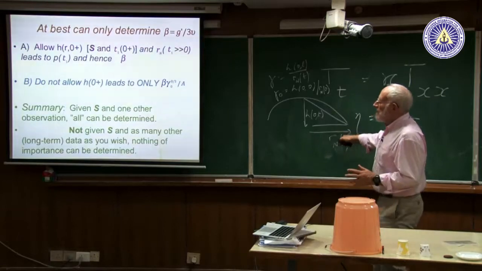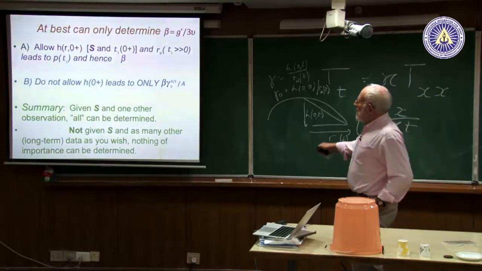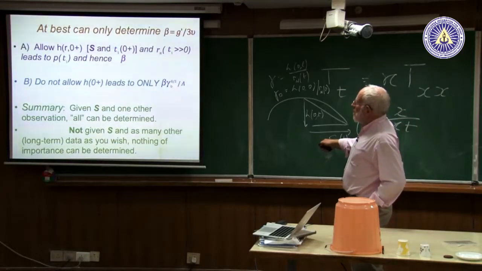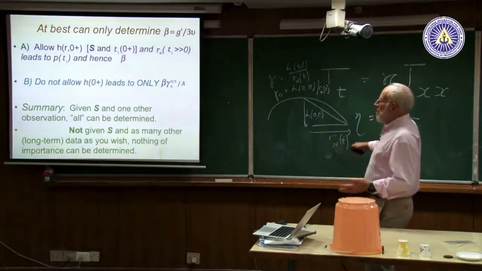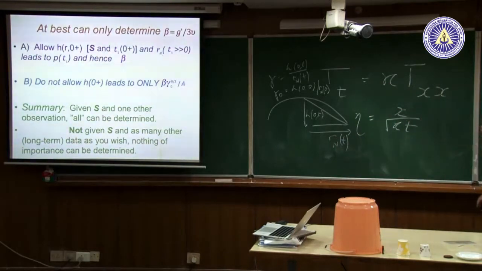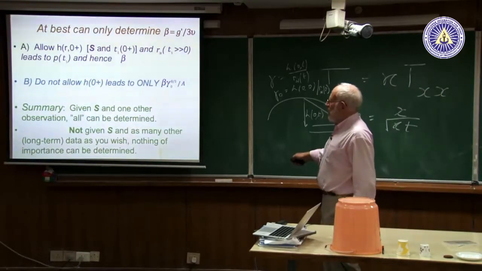If you don't allow the initial condition to be seen, then all you can find out is this combination, beta gamma naught to the 8/3 of A. And you work that out, you can get a zillion different representations of that. A is that parameter, but you don't know what beta is, you don't know what gamma naught to the 8/3 is, so you don't know the shape, you don't know what A is, so you're lost. So it's one of these typical examples where the inverse problem is not unique.